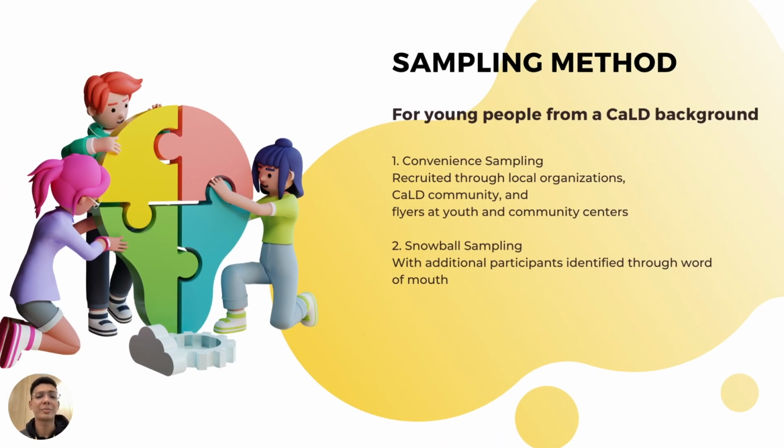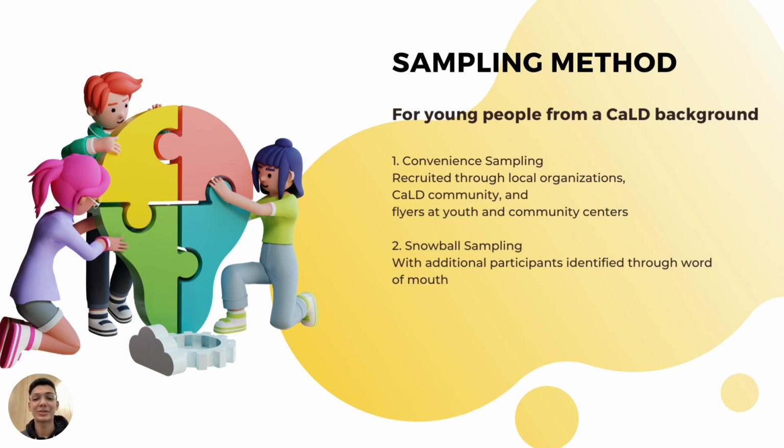When we talk about the sampling methods, we can go ahead with two sampling methods. One is the convenience sampling method, another one is the snowball sampling method. Convenience sampling is a non-probability sampling method. It is easily accessible or convenient to the researcher. Those who are readily available and accessible are included in the sample. It is often used in situations where time, budget, and resources are limited.